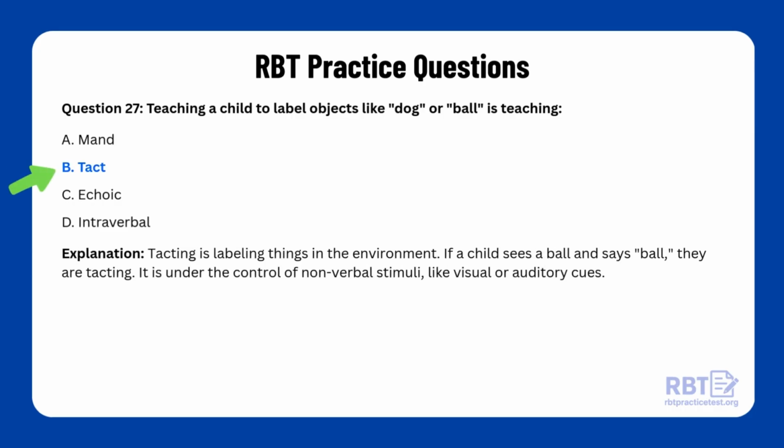Tacting is labeling things in the environment. If a child sees a ball and says ball, they are tacting. It is under the control of nonverbal stimuli, like visual or auditory cues.